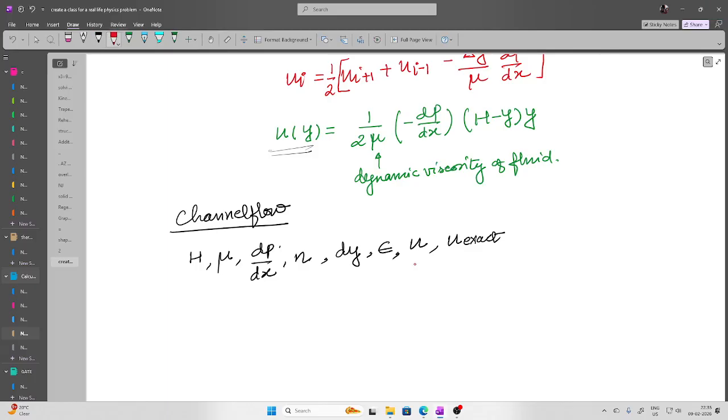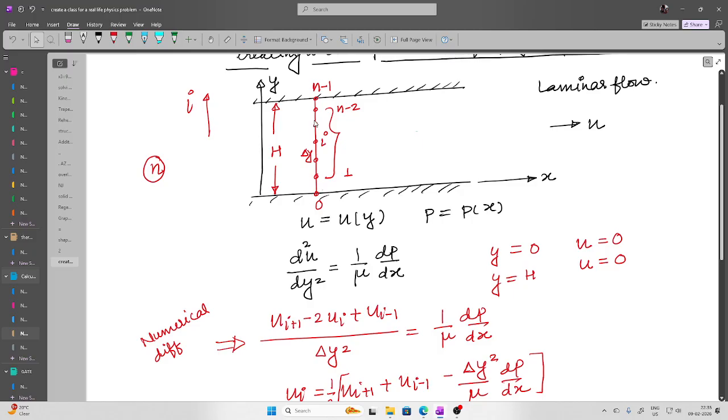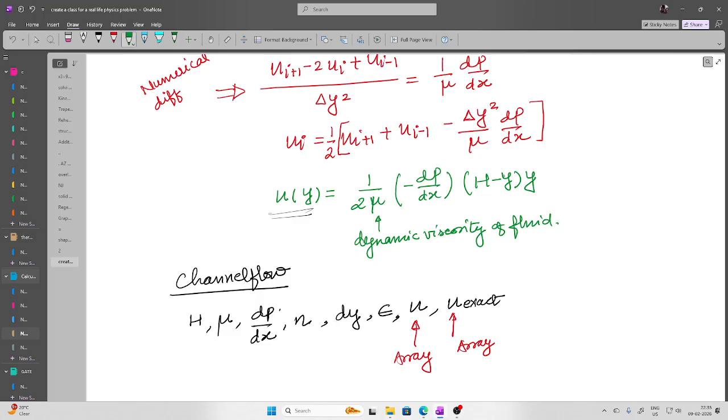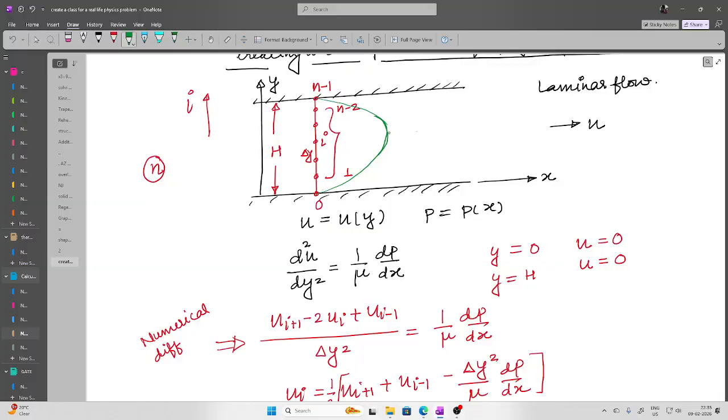And one more thing, this U is not going to be an ordinary number. It's not a simple number. It is basically an array. This is also an array, because for every varying y, or varying i, this u will change from 0, and you know how this looks. The velocity profile will be parabolic. If you look at the exact answer here, this is nothing but the equation of a parabola, because there is a y square term. So it should be parabolic and the maximum velocity should be at the center.